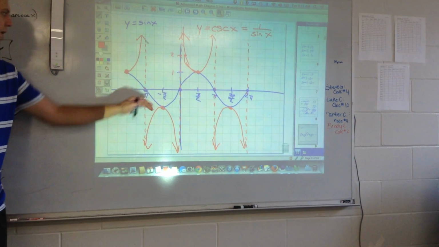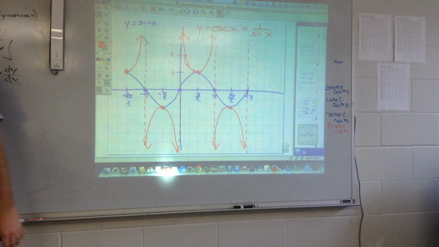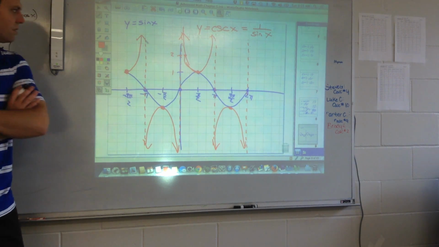Since all the further I went was right here, I'm just going to stop right there. Obviously, it would keep going if I had enough room. So there is your graph of your cosecant function.